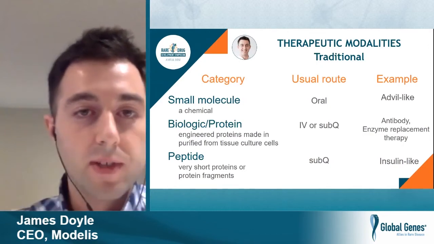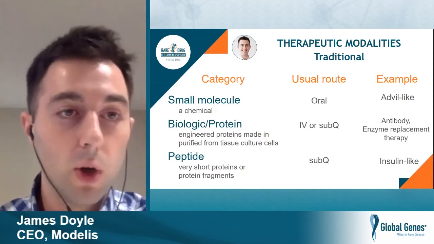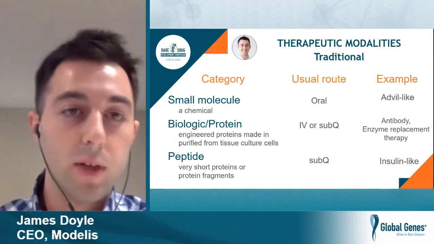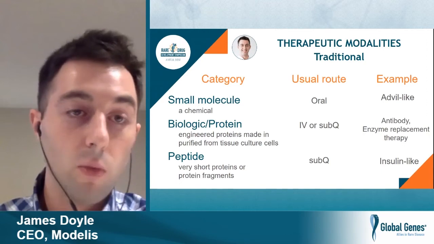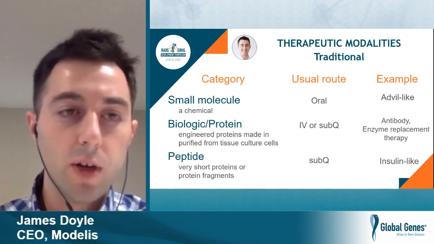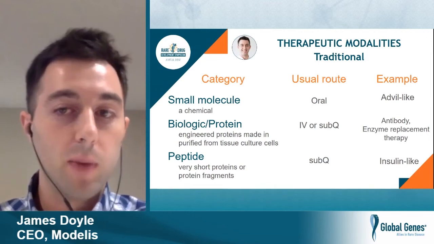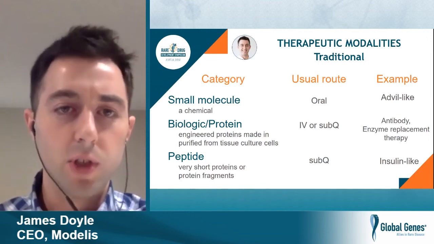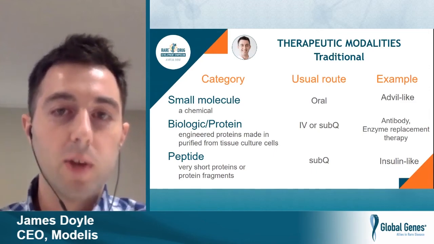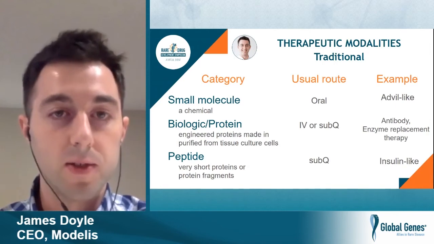As for the types of therapies that are typically available to you, we'll quickly go over these traditional modalities, which are small molecules. Think of your typical pills like Advil, which often can be taken orally. Then we have biologics, or protein-based therapies, which are usually engineered full-length proteins such as antibodies or enzyme replacement therapies, all the way to peptides, which are short proteins like insulin, probably the most well-known of these. And while we call these traditional therapies, it's not because they're out of date, it's just because they have a very long and historical use as therapeutic classes.